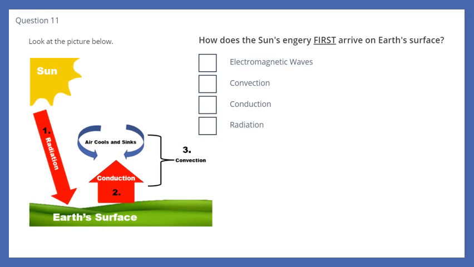So the question is, how does the sun's energy first arrive on Earth's surface? Does it arrive as A, electromagnetic waves, B, convection, C, conduction, or D, radiation? I'm going to give you some hints: follow the numbers, and also if you don't know what we're looking at, this is energy transfer at Earth's surface.